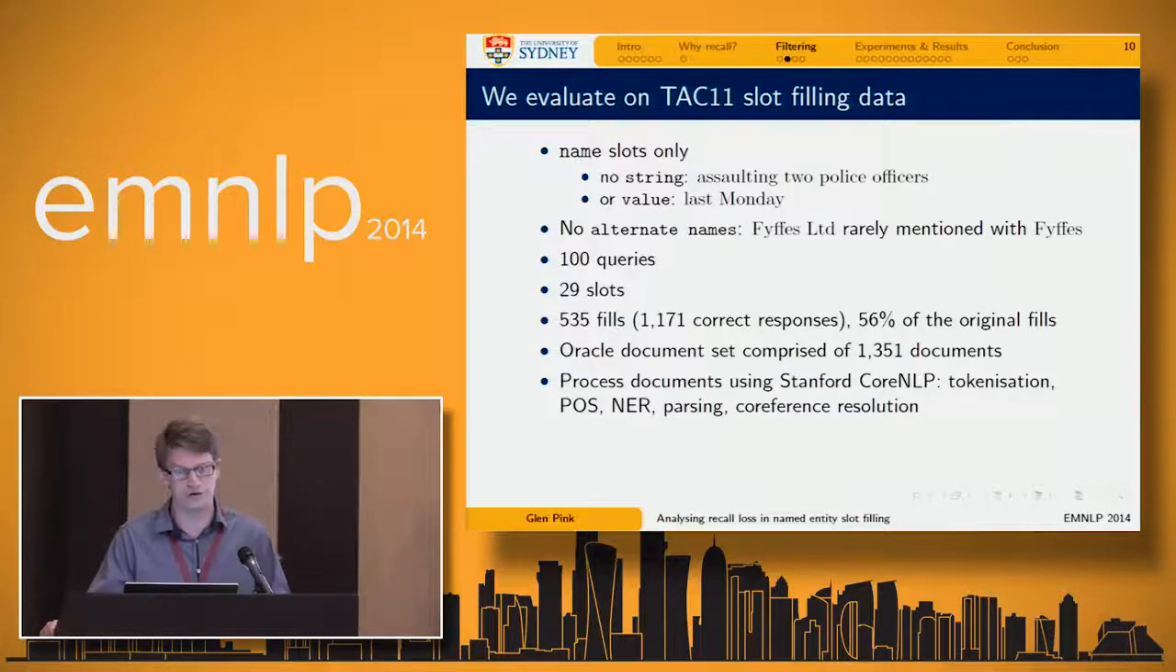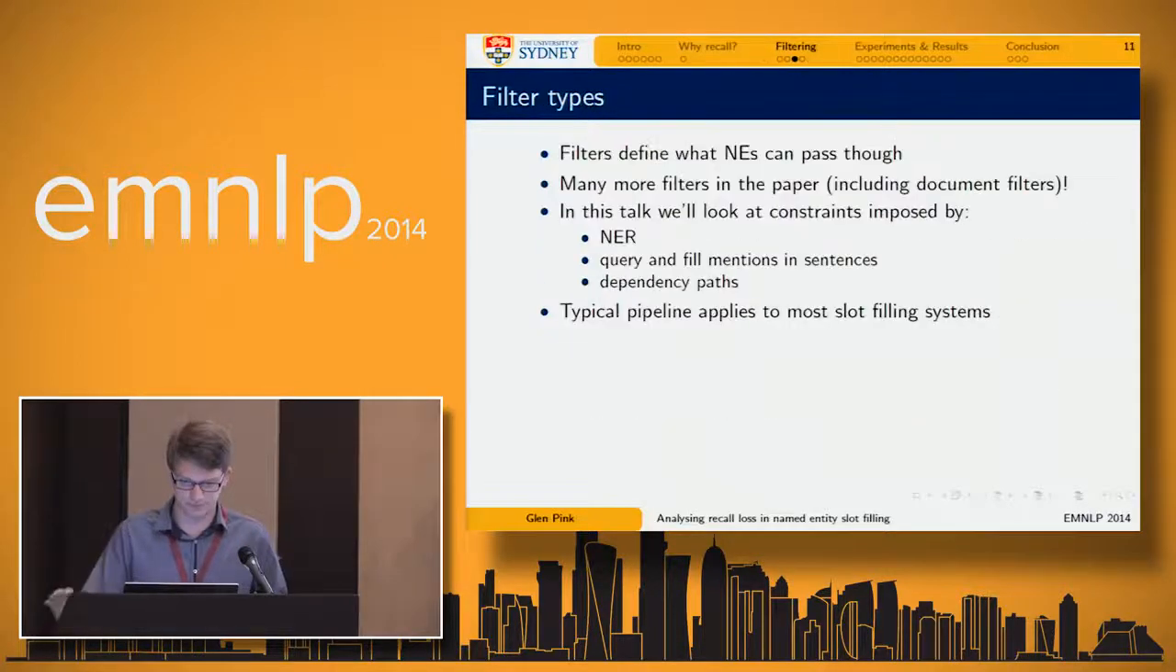We create an Oracle document set from the roughly 2 million documents of 1,500 documents, which contain the documents that we know contain at least one correct slot fill. This is just for evaluation purposes because obviously the recall is not going to be increased by documents that don't contain anything. We then process this using Stanford CoreNLP for NER, parsing, and co-reference resolution.